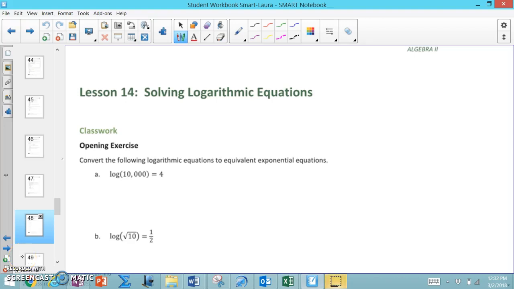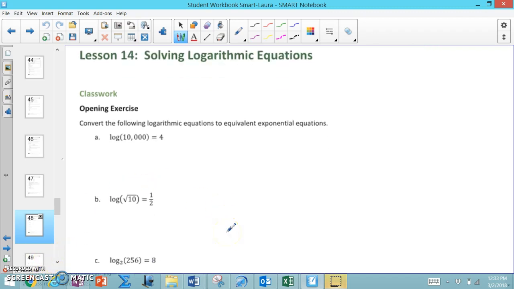Today we're doing lesson 14, solving logarithmic equations. In this lesson, I'll really put together everything we've done this chapter. The first thing we have to be able to do for this unit is to take a log and convert it to exponential form, which is something we've worked on. So I'm just going to do a couple of these with you.